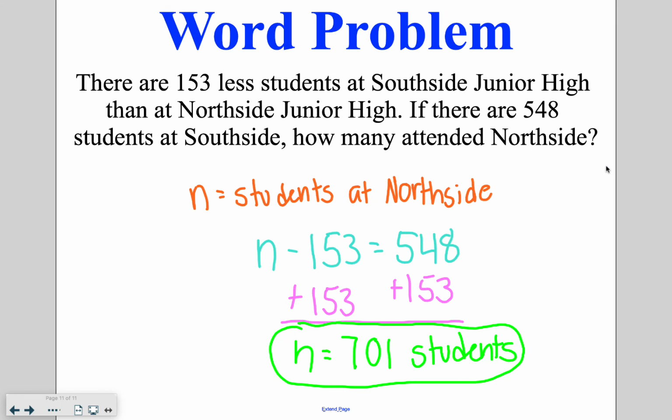Our variable here stands for the number of students at north side. When you are reading through the problem, it says 153 less than. Even though that phrase is split up, it still says less than. So we're using subtraction, and that 153 goes after the subtraction sign. Since you have a subtraction equation, you're going to solve using addition, and your final answer is 701 students.